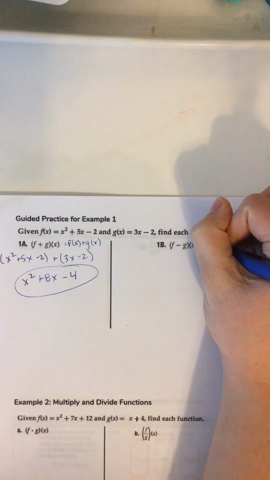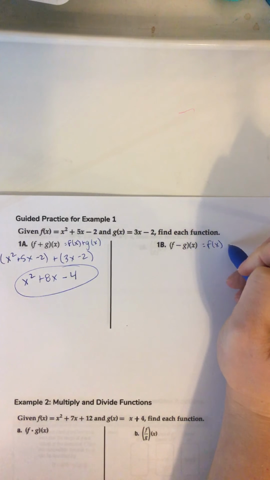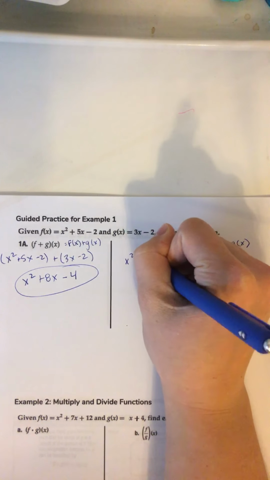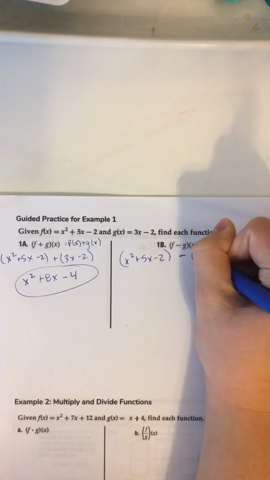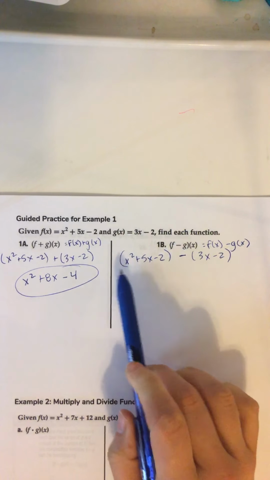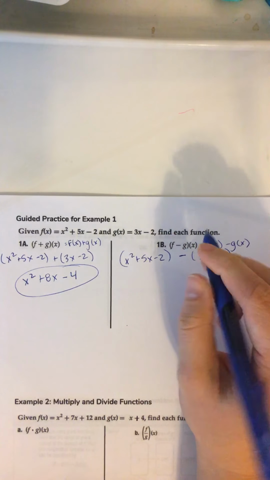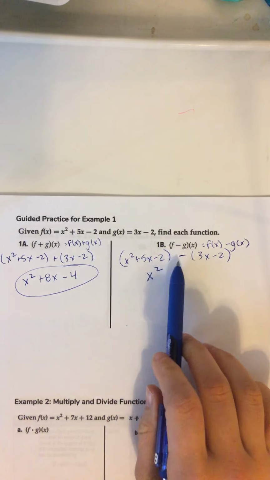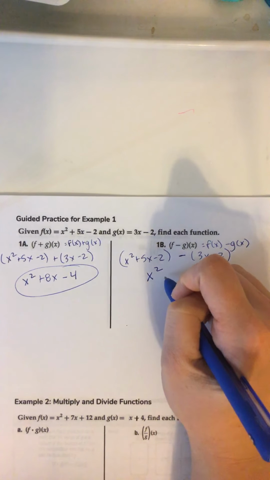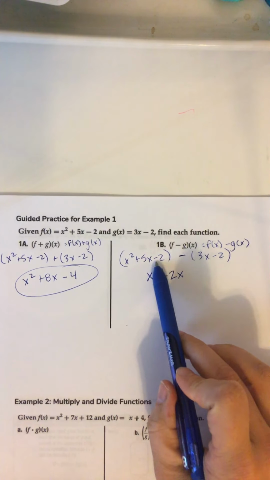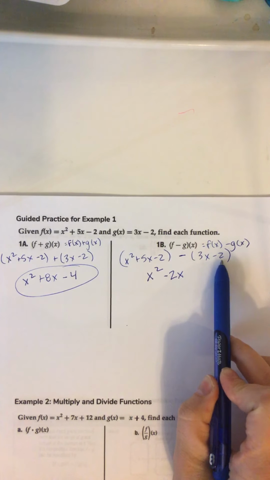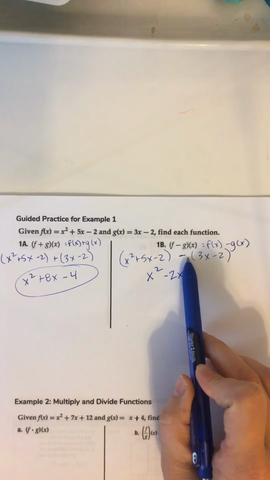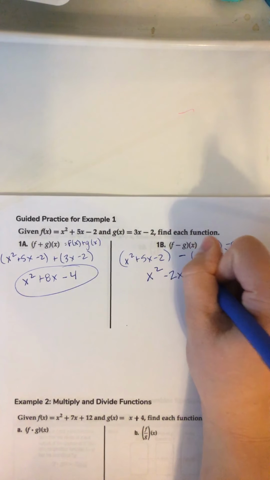And then the subtraction problem just turns into f of x minus g of x. So we have x squared plus 5x minus 2 minus 3x minus 2. Well, we have nothing to subtract from the x squared, so it's just x squared. And then 5x minus 3x, okay, minus 2x. Then negative 2 minus negative 2, that minus a negative changes to a plus. So then negative 2 plus 2 is just 0.